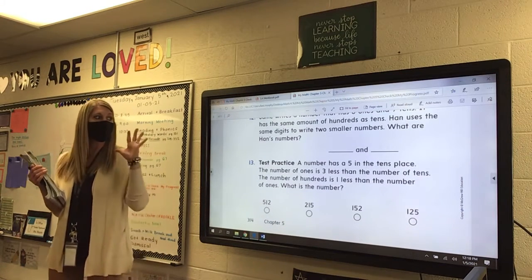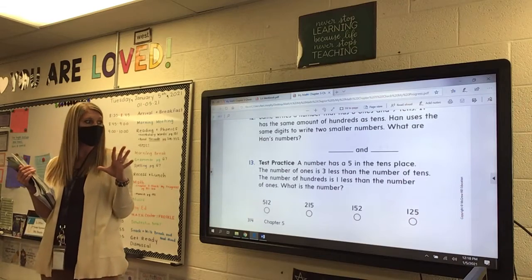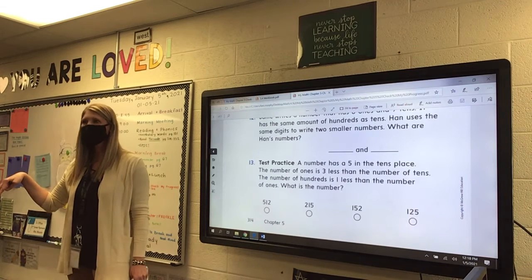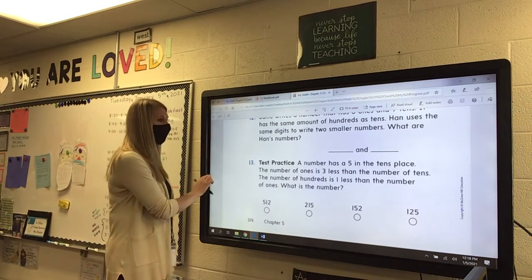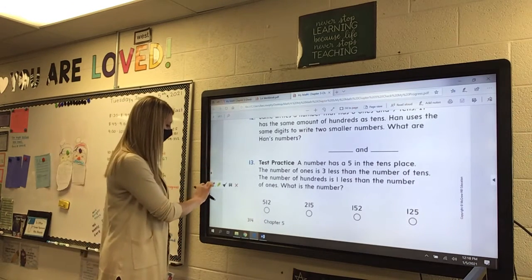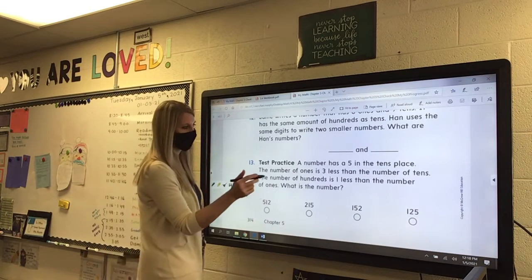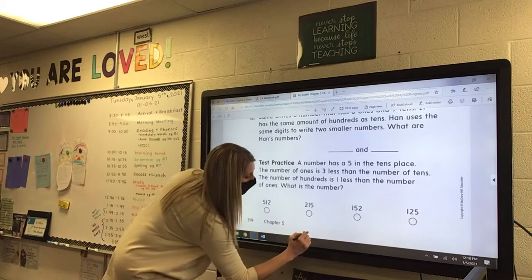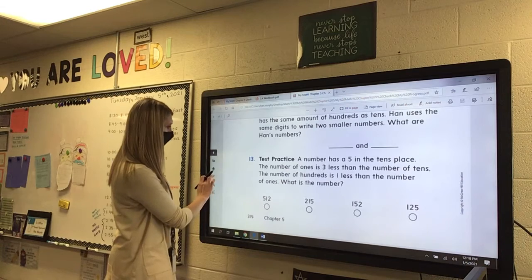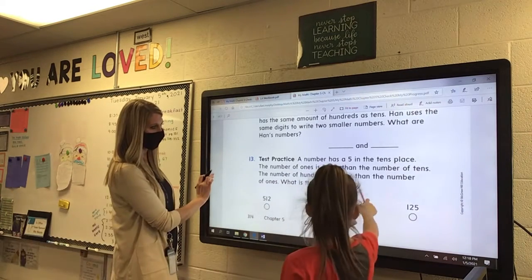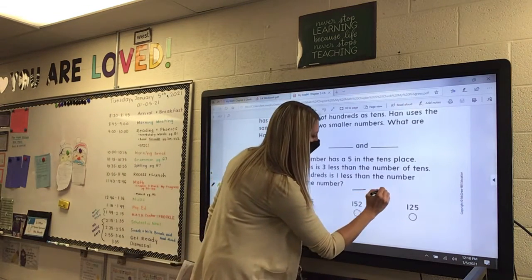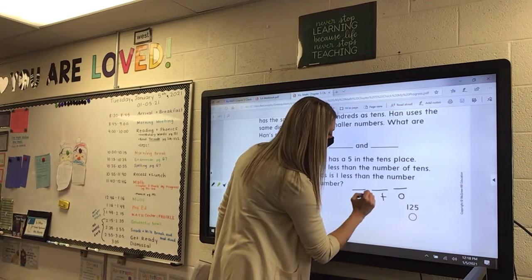A number has 5 in the tens place. Right there, let's stop. Mrs. Murphy has to do one step at a time. Do you guys ever have to do that? One thing at a time. So right now, let's draw our 3 lines for our hundreds, our tens, and our ones. Our place value house. So I'm going to write that down here. Okay, so I got my ones, my tens, my hundreds.